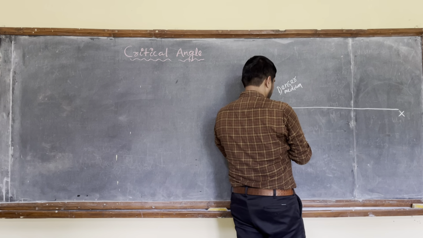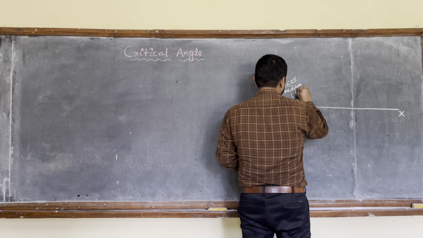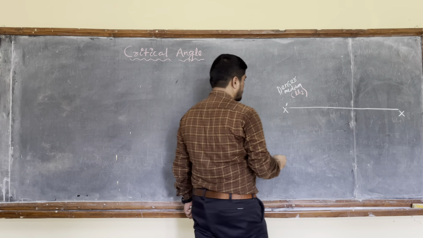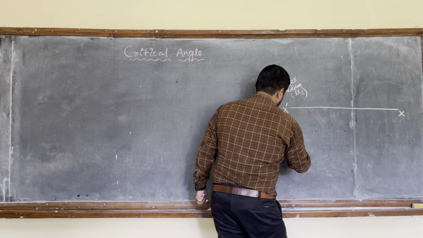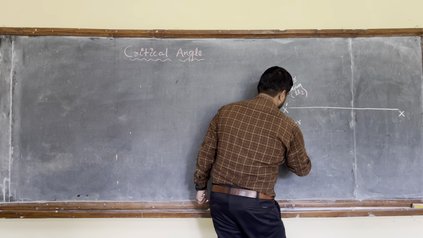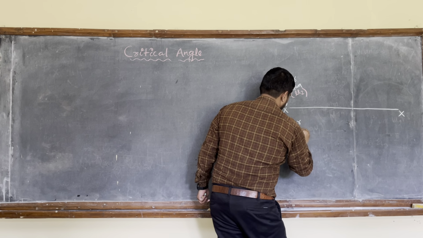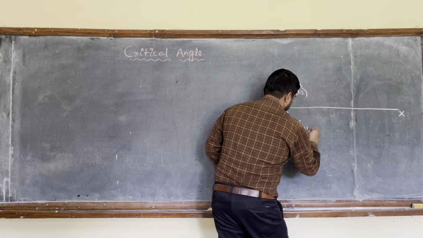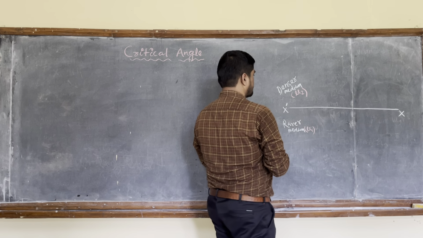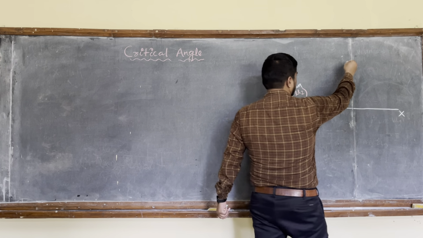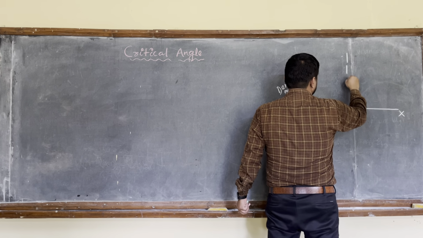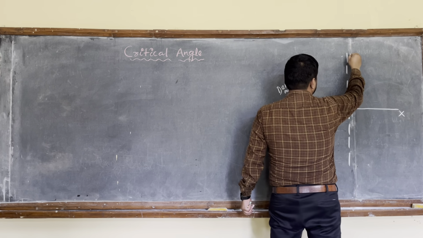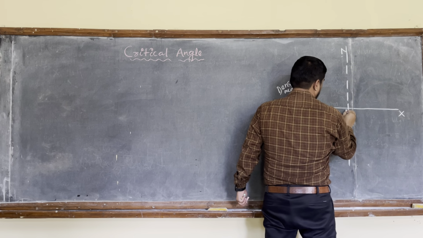With refractive index mu2, and medium 2 is the rarer medium, with refractive index mu1. And let this be the normal.